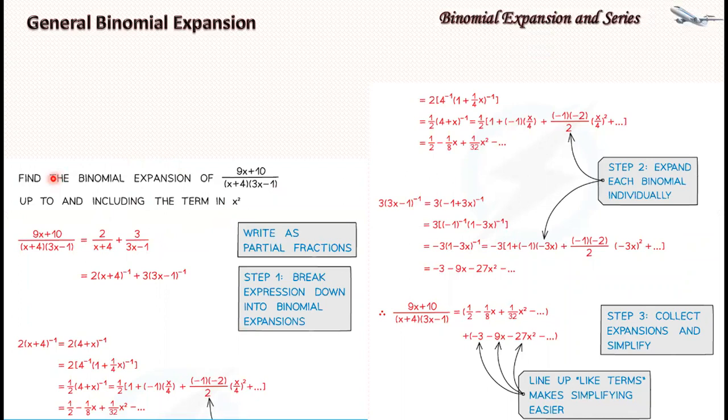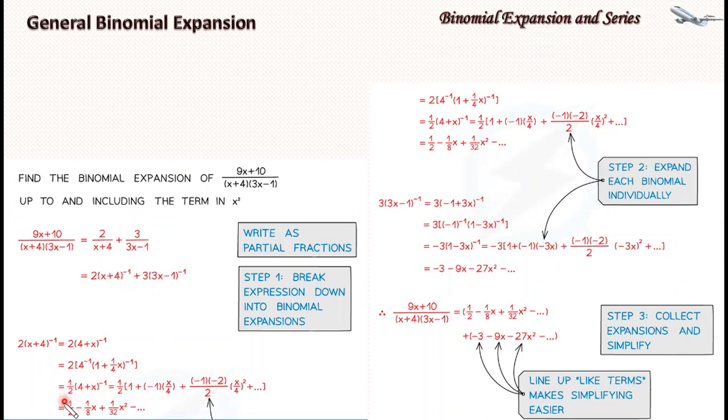For this expansion, they want us to find the binomial expansion of this up to the term including x squared. With this particular case, what I want to emphasize here is you have to, first of all, express this in partial fractions. This one is very important. Expressing this in partial fractions will give us 2 over x plus 4 plus 3 over 3x minus 1. You arrange it now in the general form.